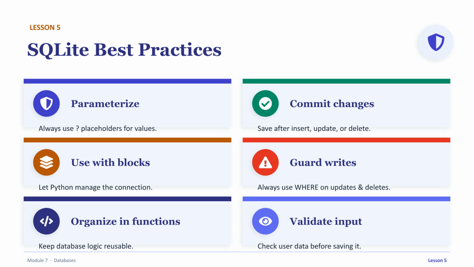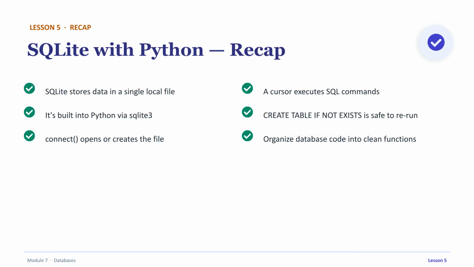For our employee manager, we will create clean, reusable functions to handle our core logic. By separating our adding and searching operations into distinct functions and passing values as parameters, we keep our code readable, maintainable, and most importantly, secure against injection attacks. As you build your applications, follow these best practices. Always parameterize your inputs, commit your changes explicitly, use with blocks for connection management, and always pair updates or deletes with a where clause. Organizing your logic into functions will keep your codebase clean and professional.